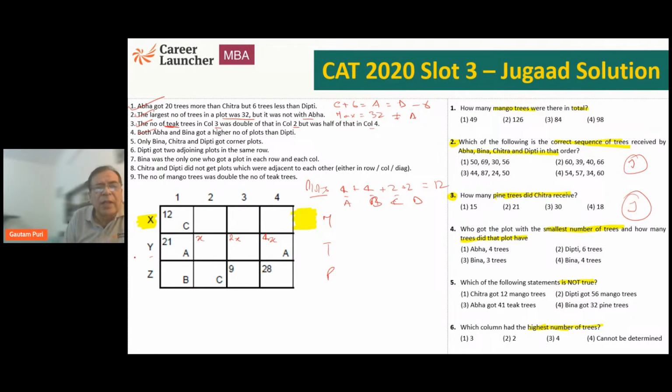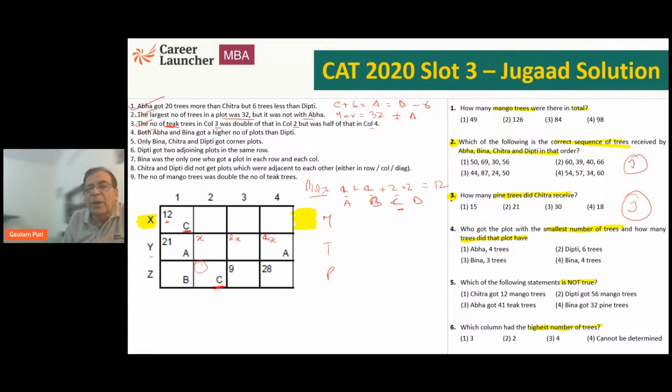Now, what does this tell you? For Chitra, we already have one plot. The other plot is what I need to find. Okay, Chitra has got one plot with 12 trees. Which is the other one? Chitra has to get 2 plots, and Chitra has got the second plot out here. So if I can find this, it should help me.